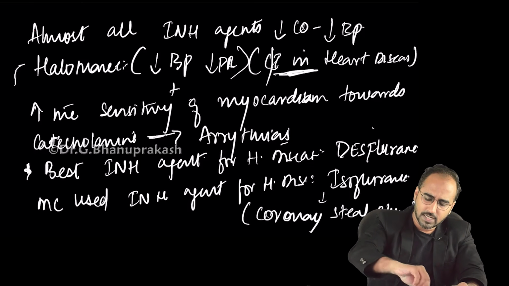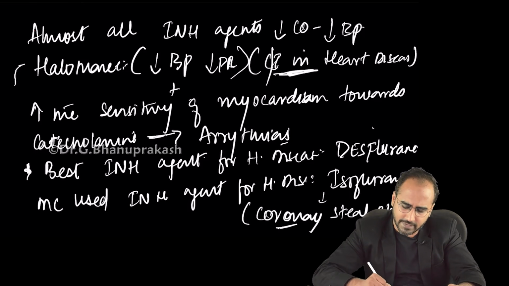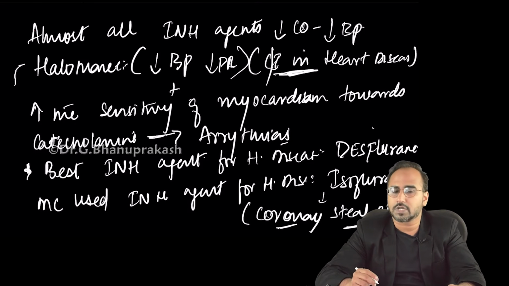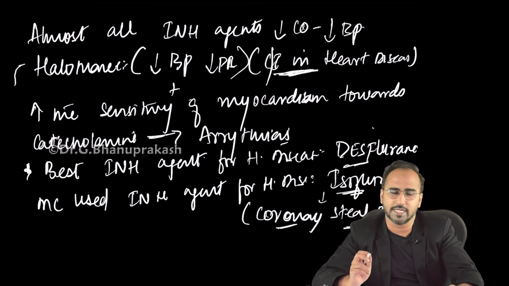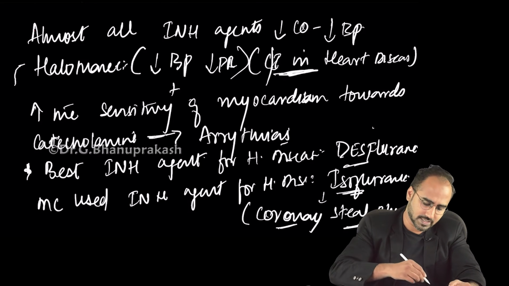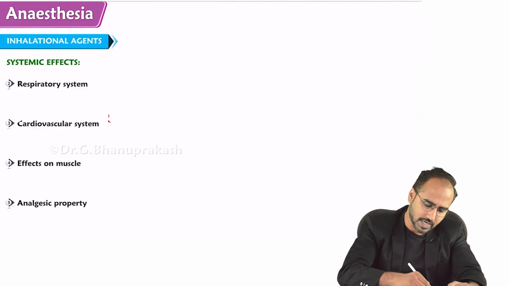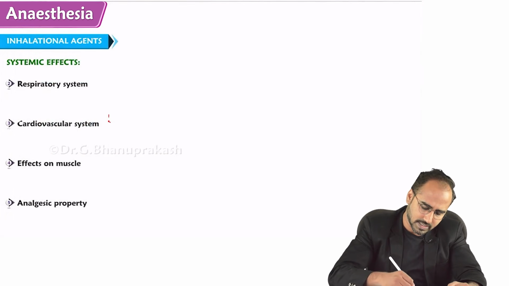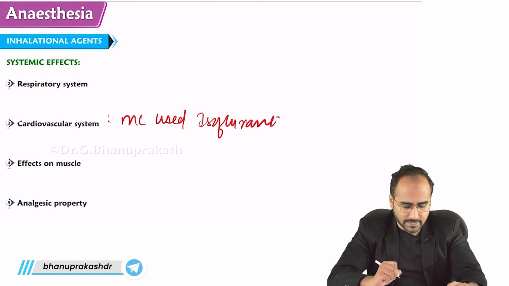That's called what, guys? Coronary steal phenomena, right? So the most commonly used inhalational agent for heart diseases is isoflurane, even though the best is what? Des. But most commonly we choose iso. That's regarding the cardiovascular system, which we have already discussed. The most commonly used is isoflurane, even though the best is desflurane.